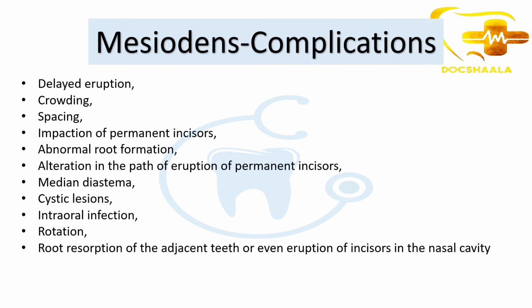The complications involved in this mesiodens are delayed eruption of the incisors, crowding, spacing, sometimes impaction of permanent incisors, abnormal root formation of the incisors, and alteration in the path of eruption of permanent incisors. Diastema may be seen, as well as cystic lesions, intraoral infection, rotation of the incisors, root resorption of adjacent teeth, or even eruption of incisors into the nasal cavity, which was also observed.